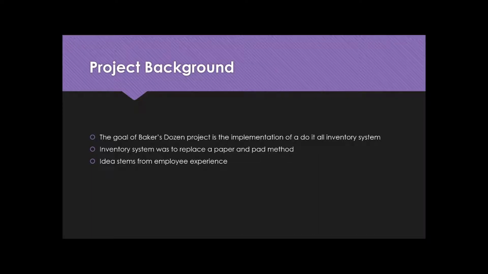With that said, the goal for the Baker's Dozen project was to make a do-it-all inventory system. So this inventory system would update the inventory itself. It would let the user view the inventory items. It would also email the product manager whenever a certain item has hit a certain threshold.